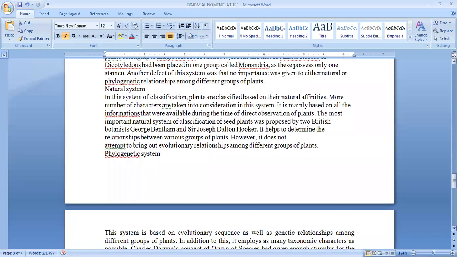Next was the natural system of classification given by Bentham and Hooker. More characters were considered in this system, and according to the information present at that time, it was the best. But it did not bring out any evolutionary relationship between different groups of plants.